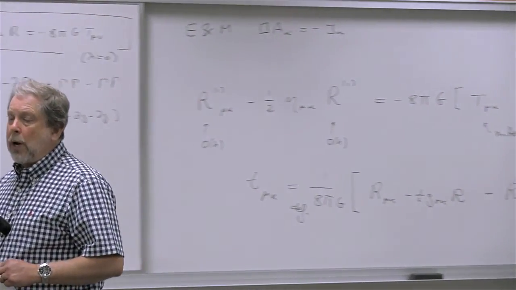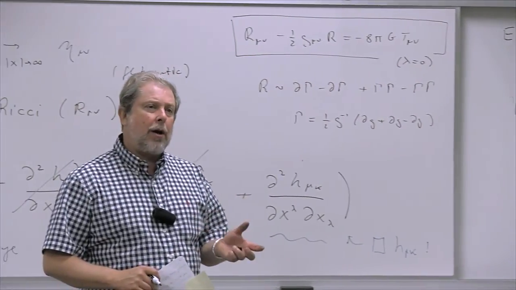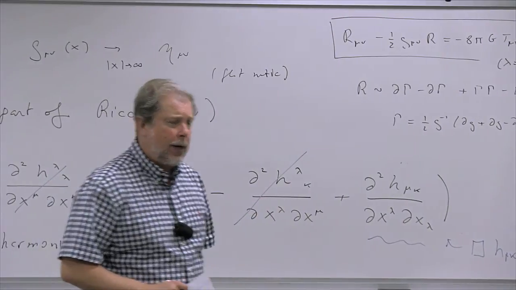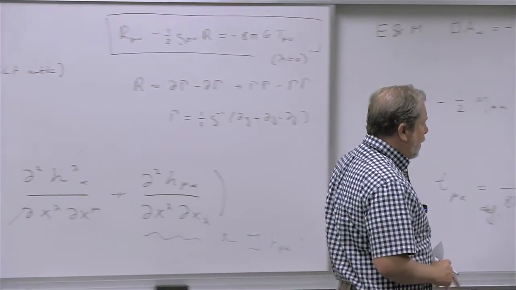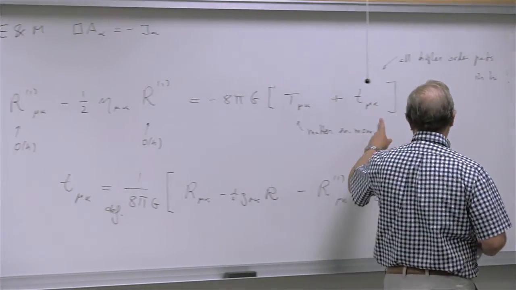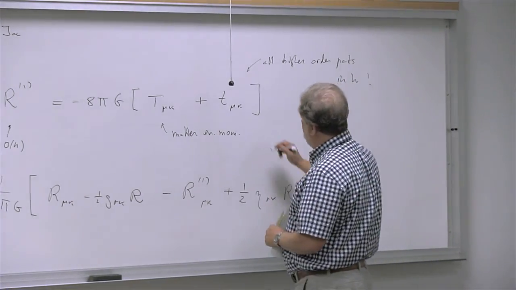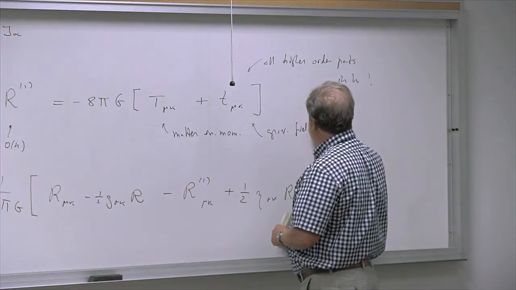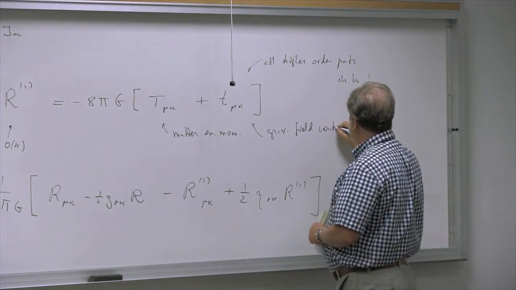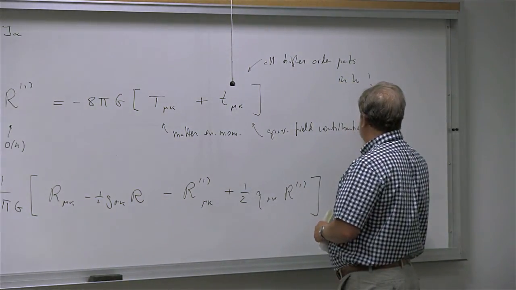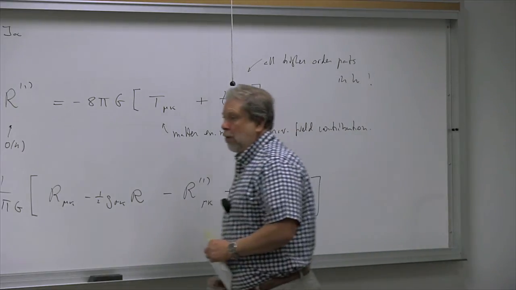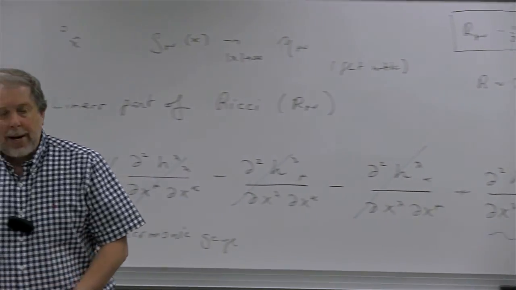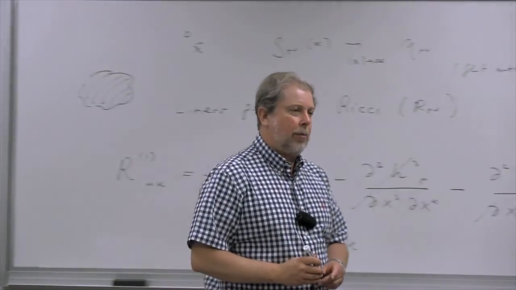So we see that when we bring everything that is not linear in H over on the right-hand side, we end up having something that looks like the energy momentum tensor of the gravitational field. So this is the gravitational field contribution, right? So we have a piece that adds to the T mu nu of matter.